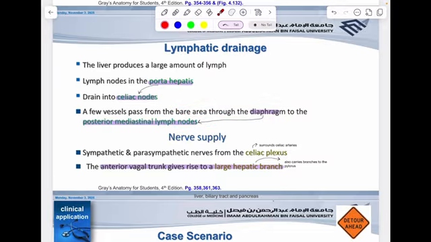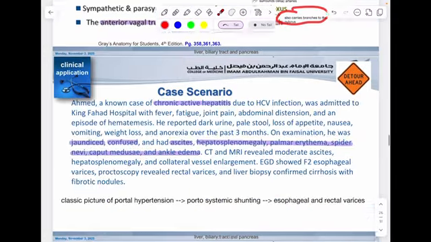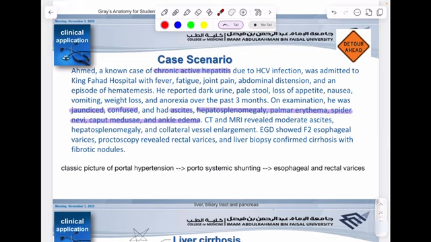As for nerve supply, it's going to be from the celiac plexus, which is going to surround the celiac arteries. Then the anterior vagal trunk is going to give a large hepatic branch, which also carries branches to the pylorus. But here we also have a clinical scenario.